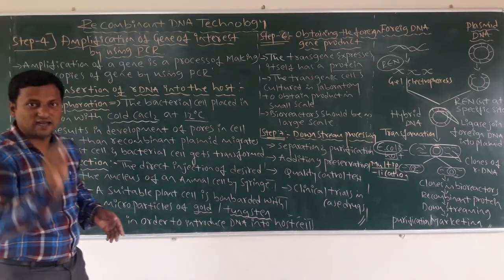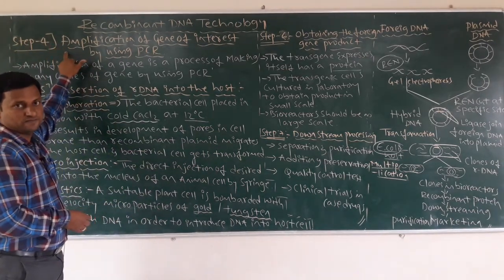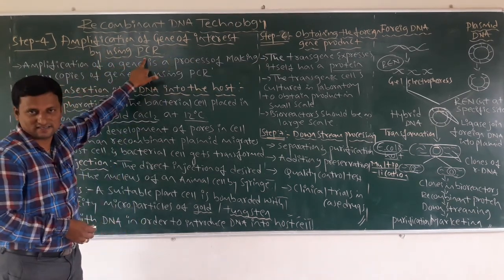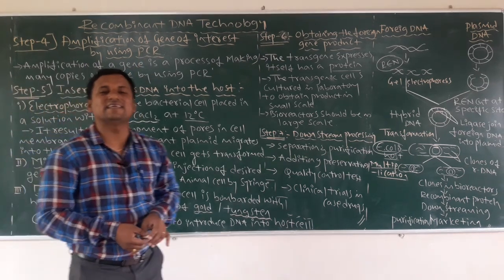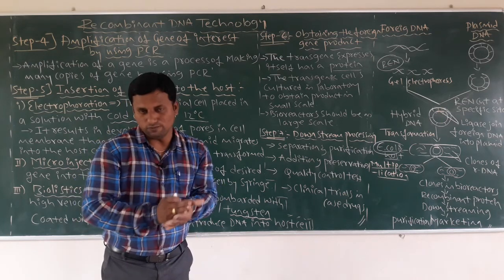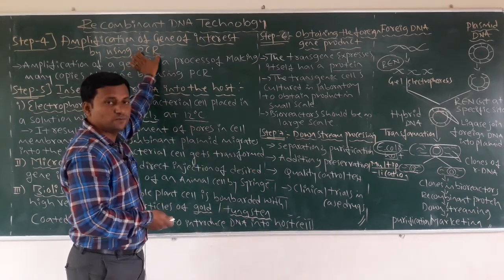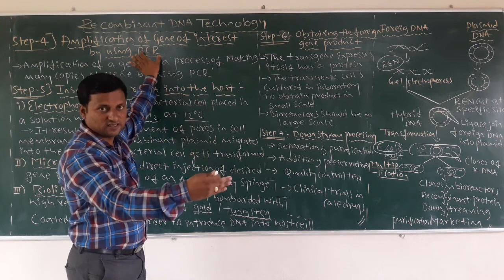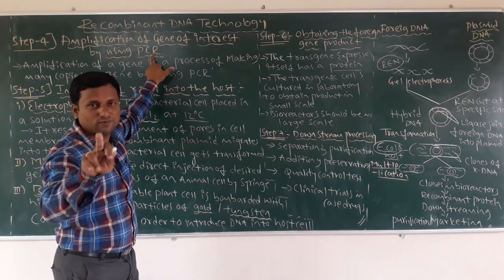Before that, as I discussed in the last class, that is the 4th step, amplification of the gene of interest by using PCR. PCR means polymerase chain reaction. We are going to discuss this technique in the next class. It is a lengthy process and it also asks for you separately as a 5-mark question.